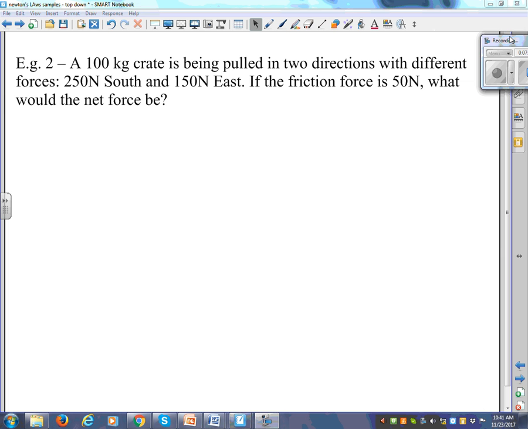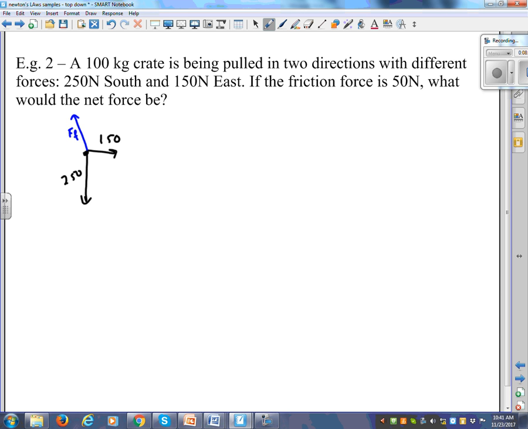So that leads us into question number 2. A 100 kilogram crate being pulled in two directions with different forces, 250 newtons south, 150 newtons east. If the friction force is 50, what would the net force be? So our overall net force diagram: 250 south, 150 east. What direction is the friction? Up and the other way, right? North and west. Friction would be like this one here. Do I know the angle of the friction?